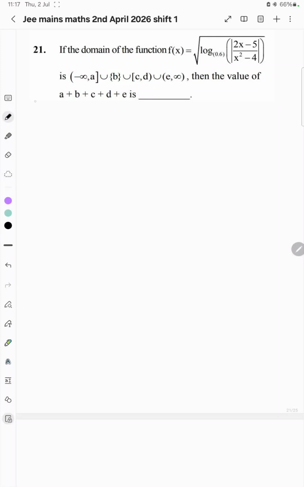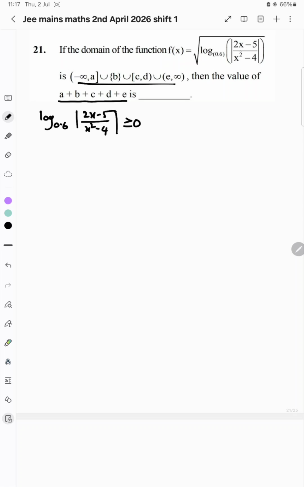The domain of the function f of x is given, then the value of a plus b plus c plus d is what we should find. Okay, now we can take all the possible conditions. It is under the root, so log of 0.6 of mod (2x minus 5) by (x square minus 4) must be greater than or equal to 0. That is the first condition.